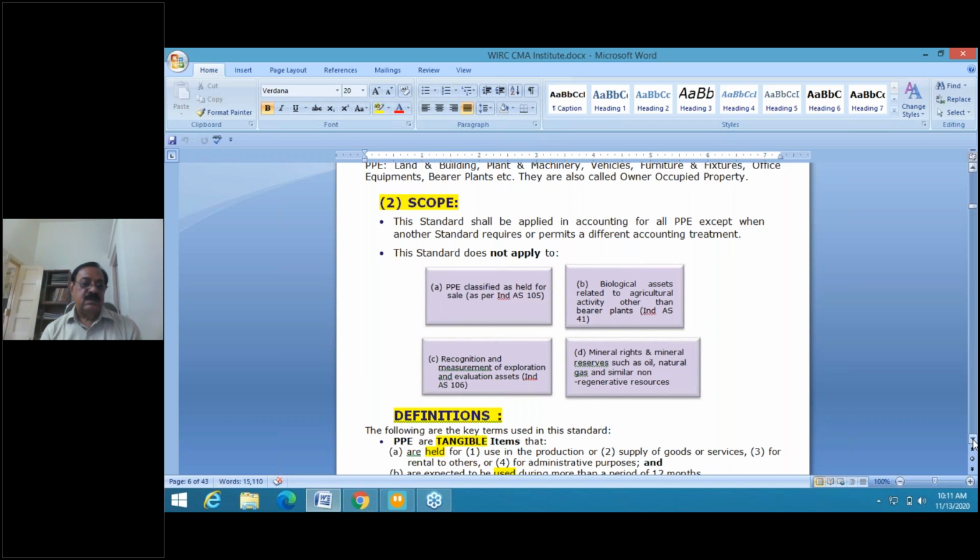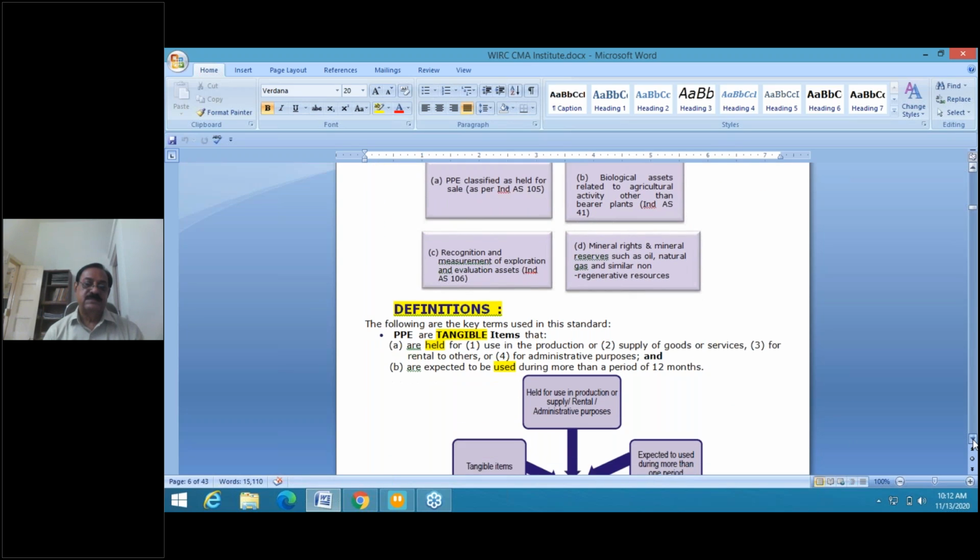Then third, recognition and measurement of exploration and evaluation assets. Oil exploration assets, exploration assets are not included in this because they are covered under the separate Ind AS 106. Similarly, mineral rights and mineral reserves such as oil, natural gas, and similar non-regenerative resources are also not covered under this. So scope always refers to what is included and what is excluded from the application of this standard.